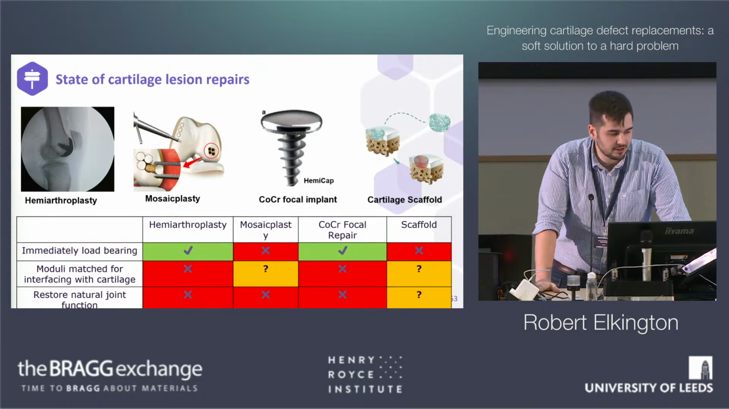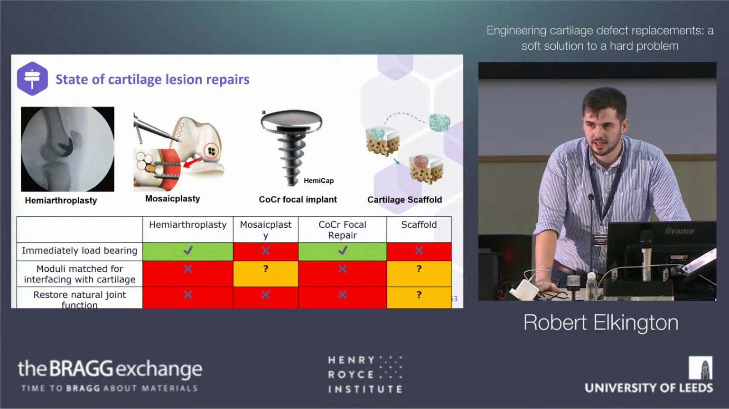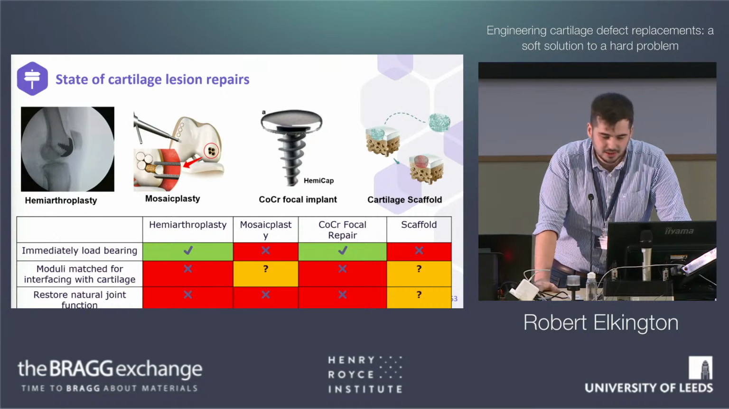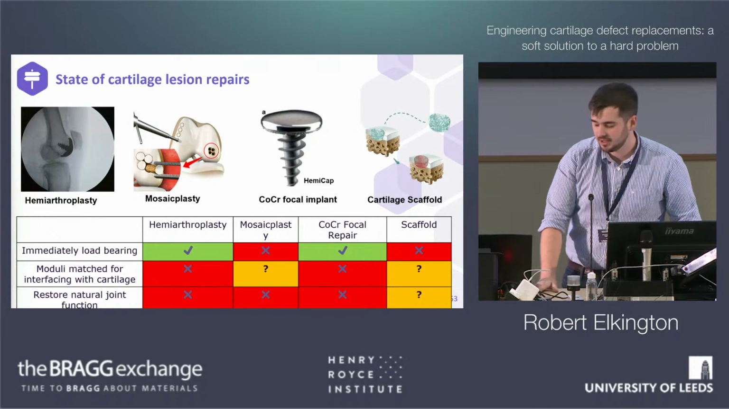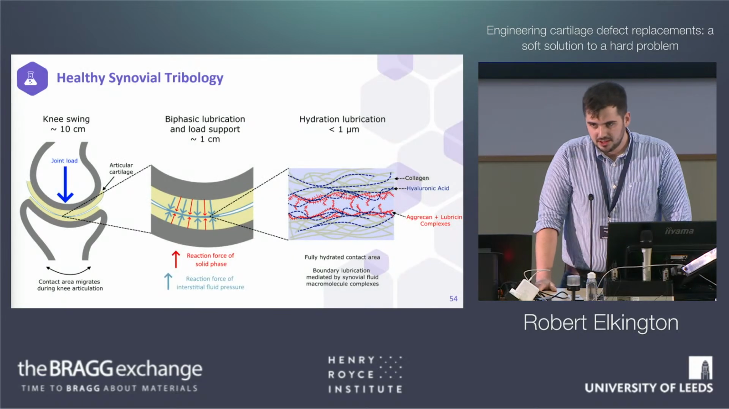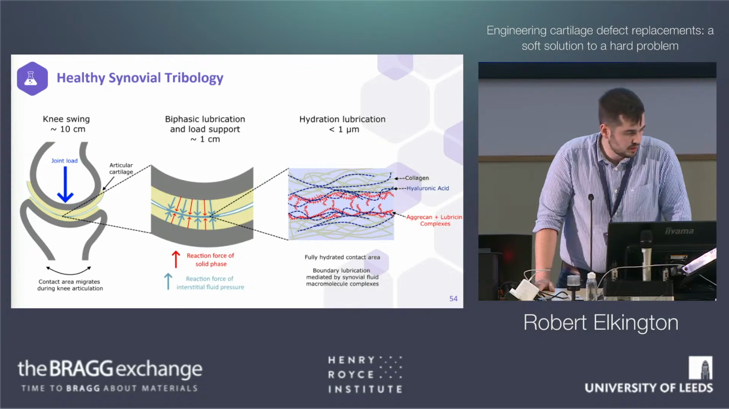What we have right now is scaffolds that take a very long time to heal, and they also regrow biomechanically inferior fibrocartilage instead of the articular cartilage that we need. So maybe they'll match to interface with cartilage, and maybe it'll restore joint function, but again, it's not really quite there. So let's take a bit of a dive into why your joints work so well.